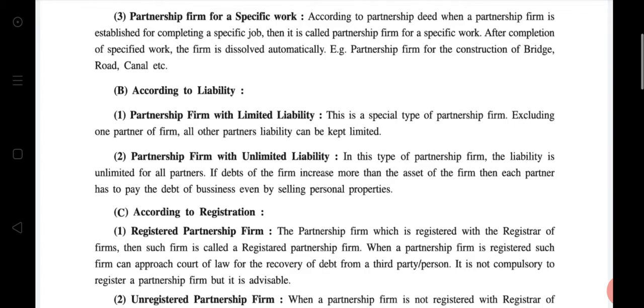Then the partnership firm with unlimited liability. In this type of partnership firm, the liabilities are unlimited for all the partners. That means to make payment of the firm's liability, all the partners must sell personal property. If the debt of the firm increases beyond the assets of the firm, then each partner has to pay the debt of the business even by selling personal properties.